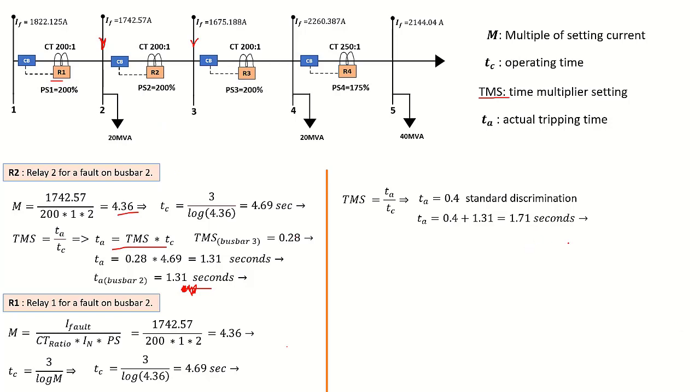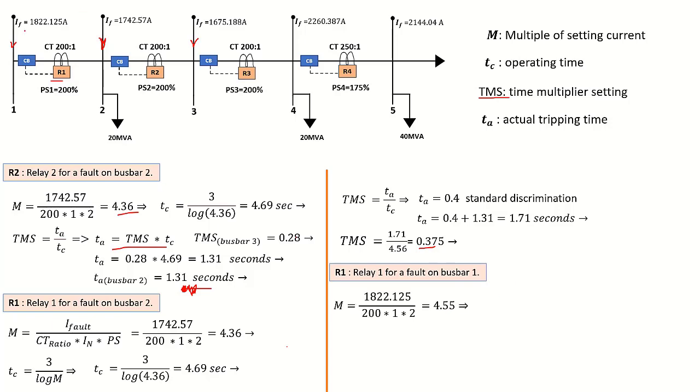Okay, so now we can go ahead and calculate our TMS. That is now equal to 0.375. Now remember this TMS, you're going to use this TMS to calculate the TA for the same relay, but this time when you calculate for the fault on busbar 1. Okay, so we move on. Relay 1 for the fault on busbar 1. We calculate M. Notice that's now the fault on busbar 1. That is 1.8 kiloamps. So we get 4.55 for M. And then we calculate TC, that is 4.56.